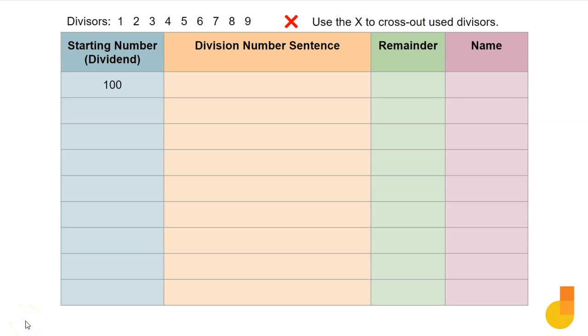This game is called Leftovers with 100. The goal of this game is to keep track of your remainders throughout the game and then add them up at the end. The player with the larger sum wins. To get started, player 1 will start by choosing a divisor from the list of divisors to divide 100 by.